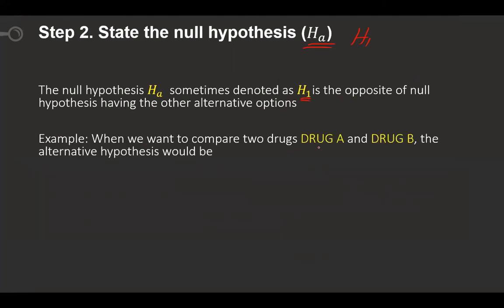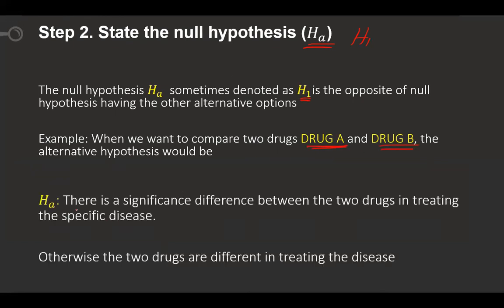When we want to compare 2 drugs, drug A and drug B, the alternative hypothesis would be that there is a significant difference. H0 is that there is no significance. So HA will be that there is a significant difference between the 2 drugs in treating the specific disease, maybe a headache. Otherwise, the 2 drugs are different in treating the disease. Previously, it was that the 2 drugs are the same.